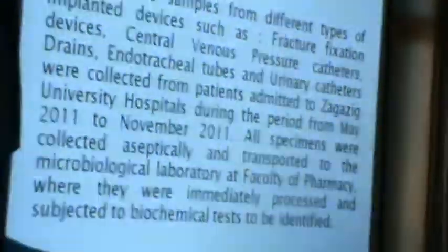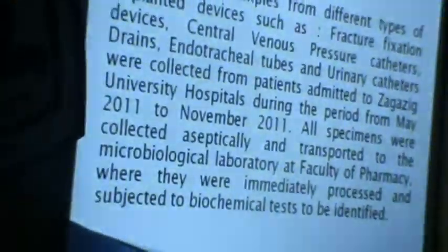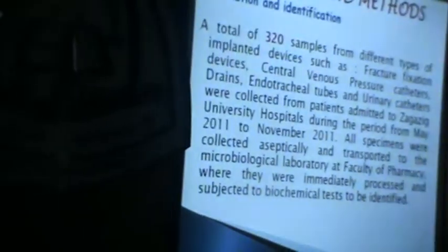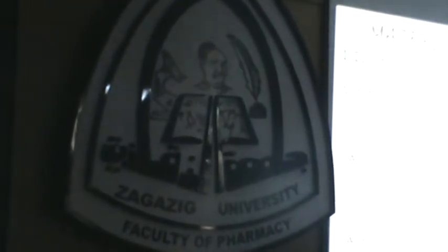Materials and methods. The first step is isolation and identification. A total of 320 samples from different types of implanted devices, such as fracture fixation devices, central venous pressure catheters, drains, endotracheal tubes, and urinary catheters, were collected from patients admitted to Sadeghi University Hospitals during the period from May 2011 to November of the same year. All specimens were collected aseptically and transported to the microbiological laboratory at the Faculty of Pharmacy, where they were immediately processed and subjected to biochemical tests to be identified.